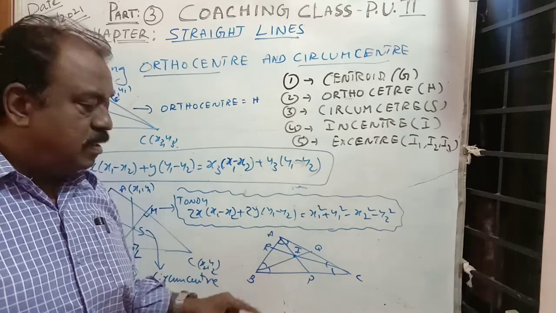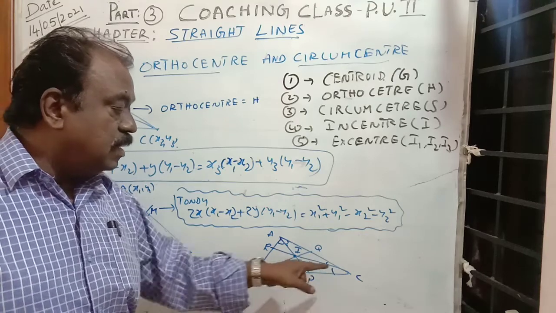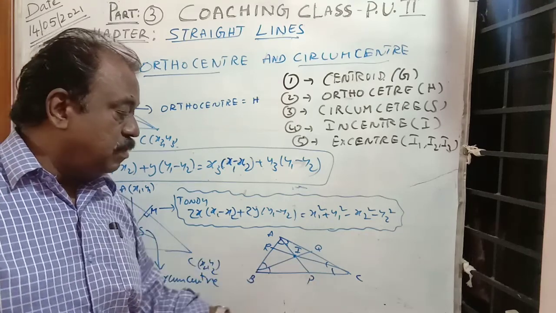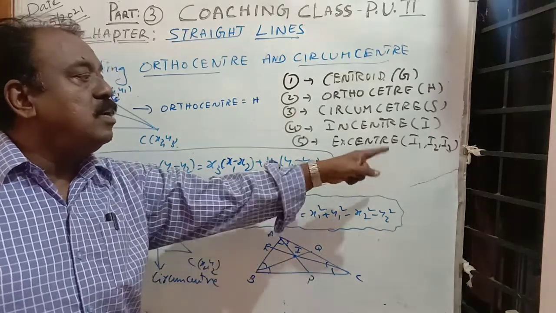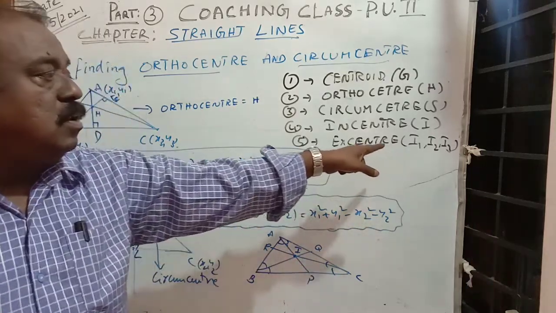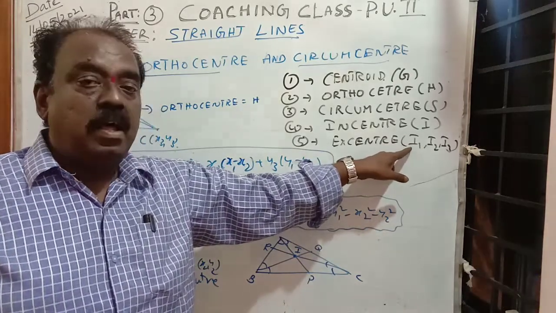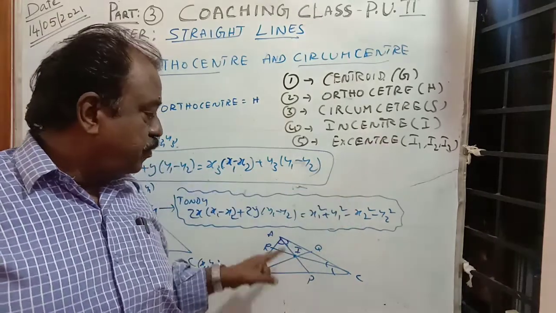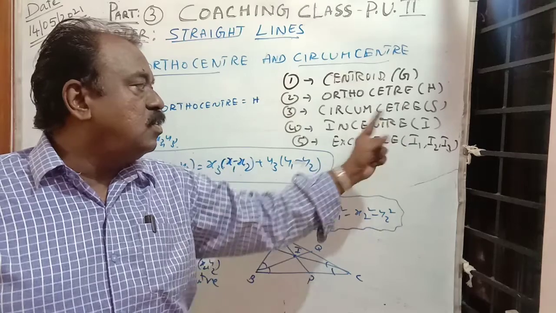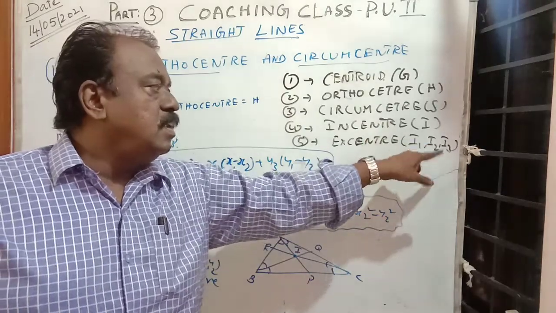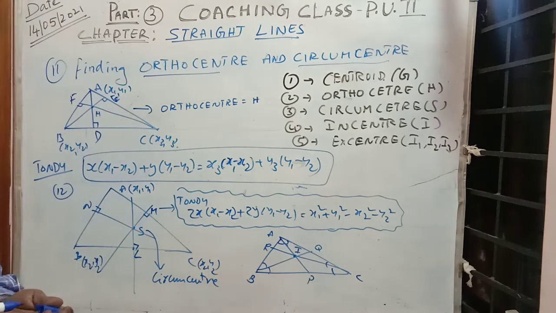And hence the excenter is the point where one internal angle bisector and the other 2 external angle bisectors meet. I will draw again. That is denoted by I1, I2, I3. There are 3 notations. You may get some doubt. I1 is the excenter opposite to the vertex, it will come here. I will tell again clearly: I2 is related to B, I3 is related to the third vertex C. Okay, leave it out. Now we'll come to the point.